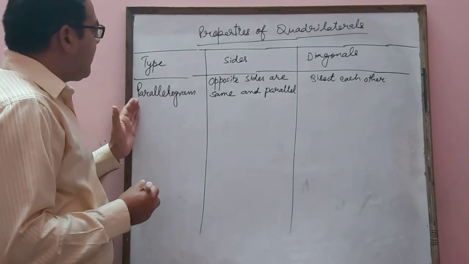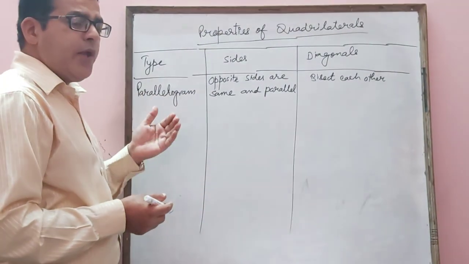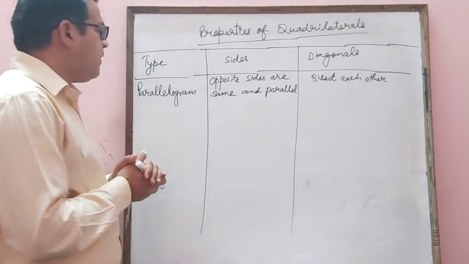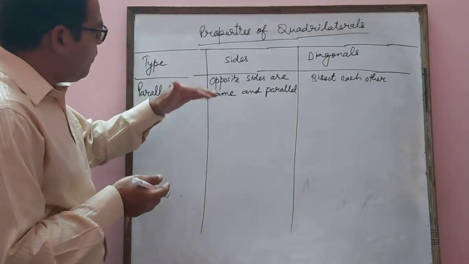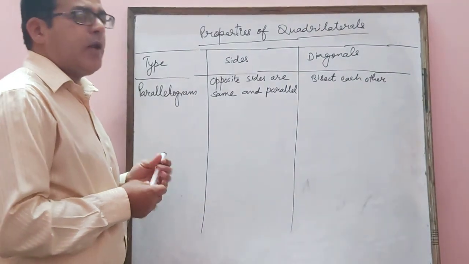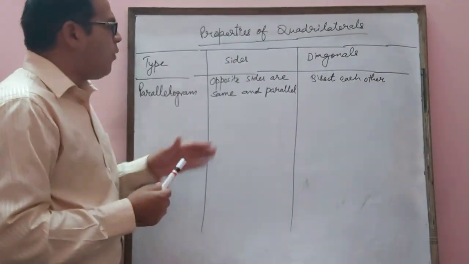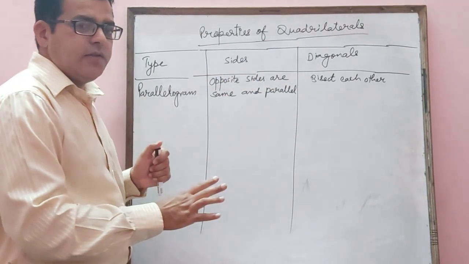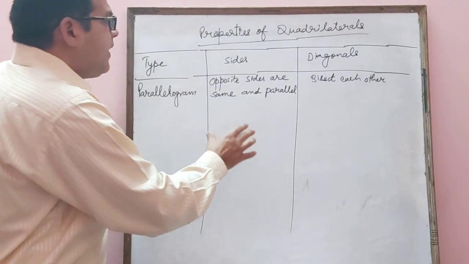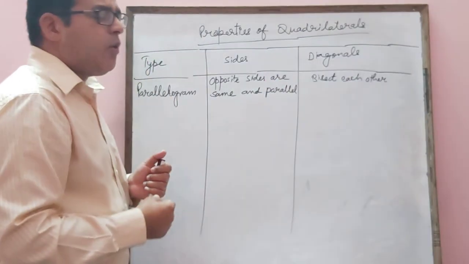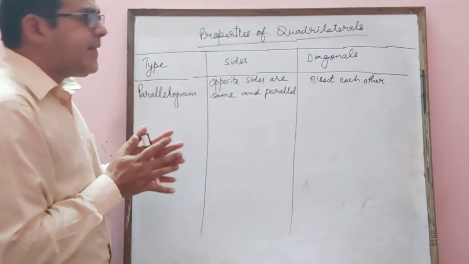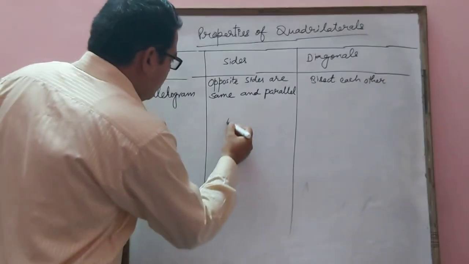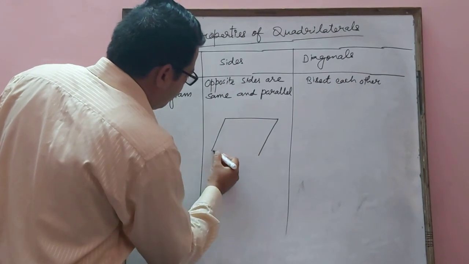First I have written here parallelogram. Although we have already discussed all things about the parallelogram, let me remind you again. If we talk about the sides of a parallelogram, opposite sides of a parallelogram are equal, right? And parallel, right? And if you talk about their diagonals, they bisect each other at the point of their intersection, right?